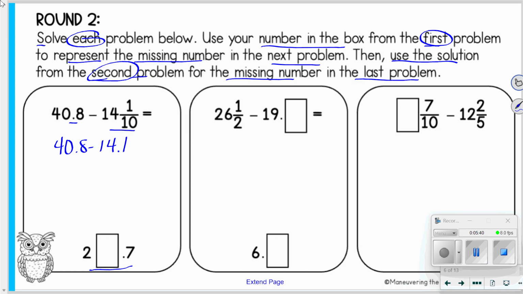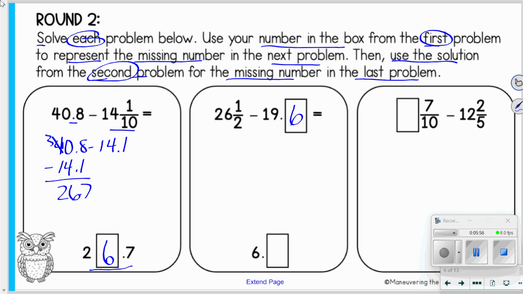When I'm subtracting decimals, I just need to line up my decimals. So minus 14 1/10 gives me 7/10. I need to borrow. Gives me 6, so 26 7/10. Meaning that 6 now goes in the box on the next one.